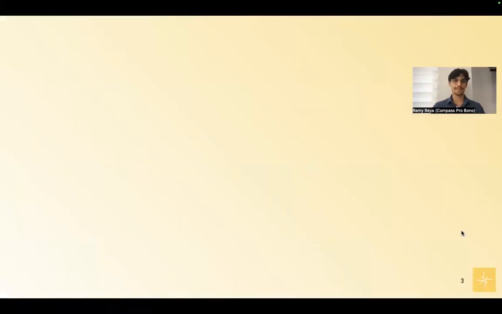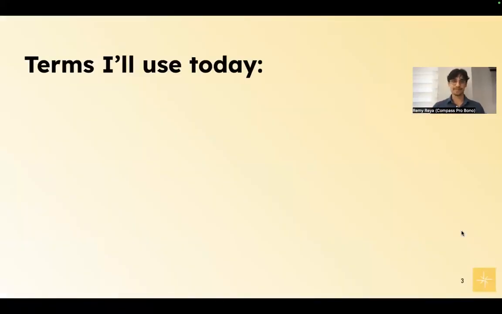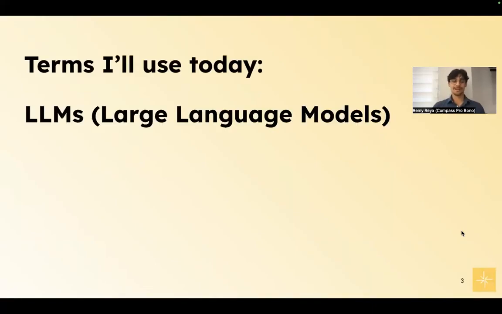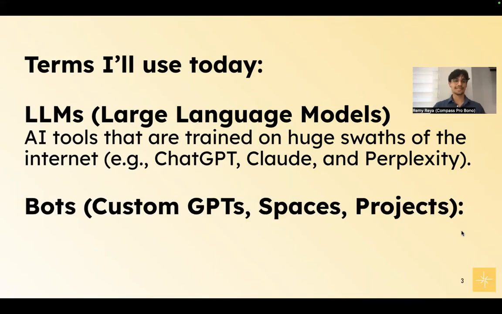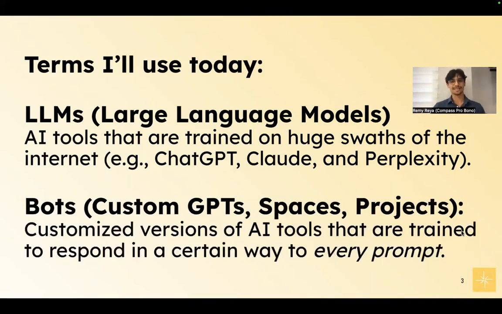Before we start, just a couple of terms I'm going to use today. First is large language models, or LLMs. Those are just AI tools that have been trained on big swaths of information across the internet. So ChatGPT, Claude, and Perplexity are all LLMs. The other term I'm going to use is bots. That's just a colloquial way to refer to custom GPTs or spaces in Perplexity or projects in Claude. Those are just customized versions of these tools that are trained to respond in a certain way to every single prompt. So we are going to give them extra context so they respond in a specific way when a user interfaces with those tools.